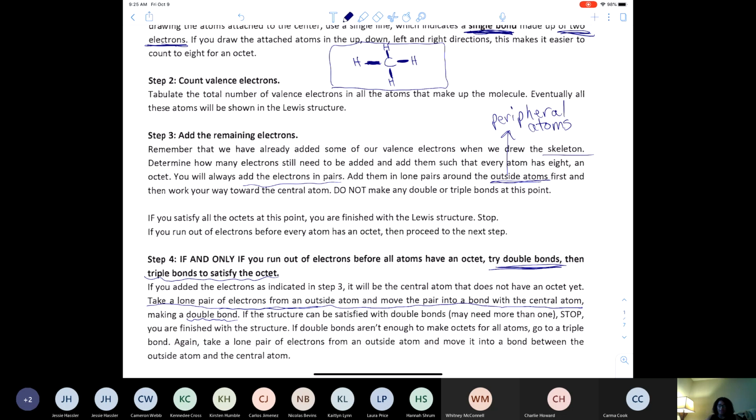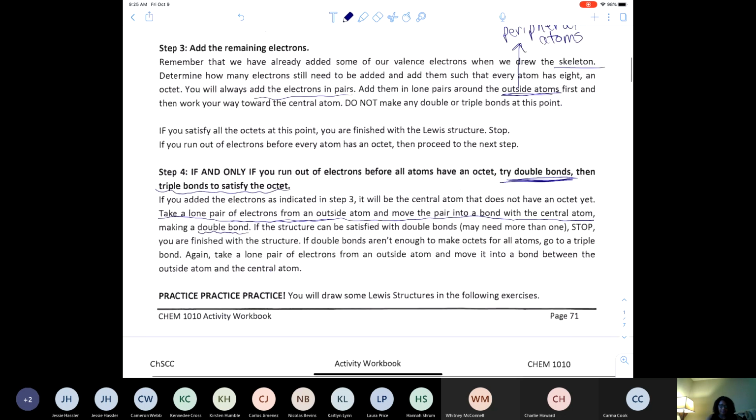If double bonds aren't enough to make octets for all atoms, if there's an atom that still doesn't have 8 electrons around it, then go to a triple bond by again removing 2 electrons from the outside atom and moving it into a bond between that outside atom and the central atom, creating a triple bond.